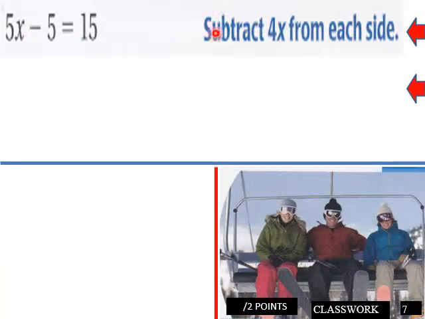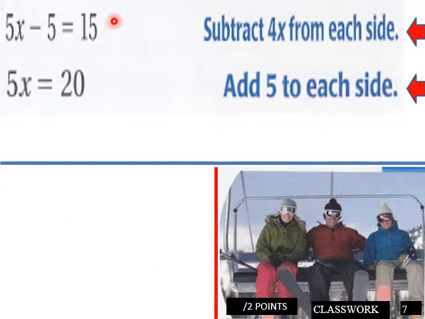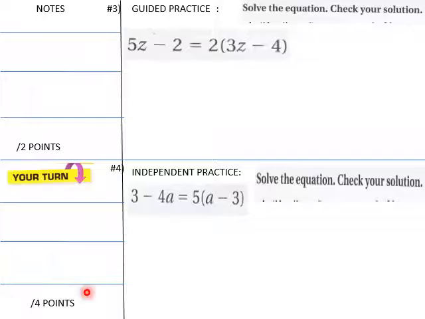So now we subtract 4x from both sides, and we get 5x minus 5 equals 15. We bring our 5 over here. We add 5 to both sides, and then we get 20. And then x equals 4. Okay, students, here's our guided practice. How are we going to solve this? And this one is yours alone down here.